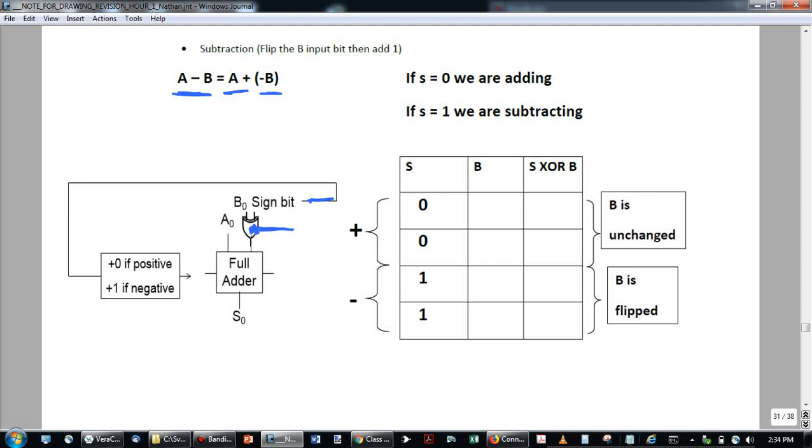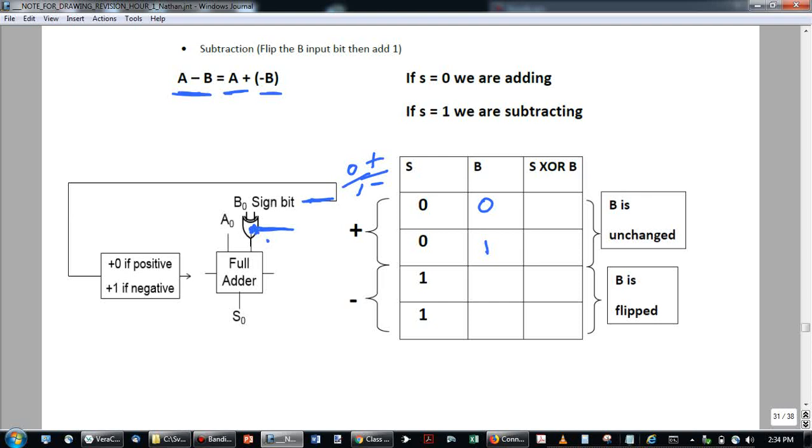S is a sign bit here, and it can be 0 or 1. If the sign bit is 0, we want to do addition. If the sign bit is 1, we want to do subtraction. If we're doing addition, do we want to change B? No, we want to leave it alone. It should be unchanged. So how do we achieve that? Well, if B is 0 and S is 0, and B is 1 when S is 0, what we would expect is when we XOR those two things together, we would get the same thing as B. If we don't, we have a problem.